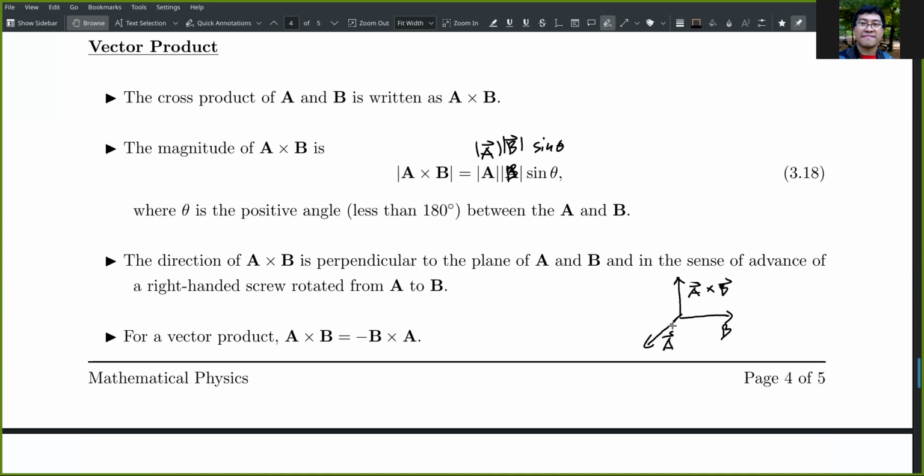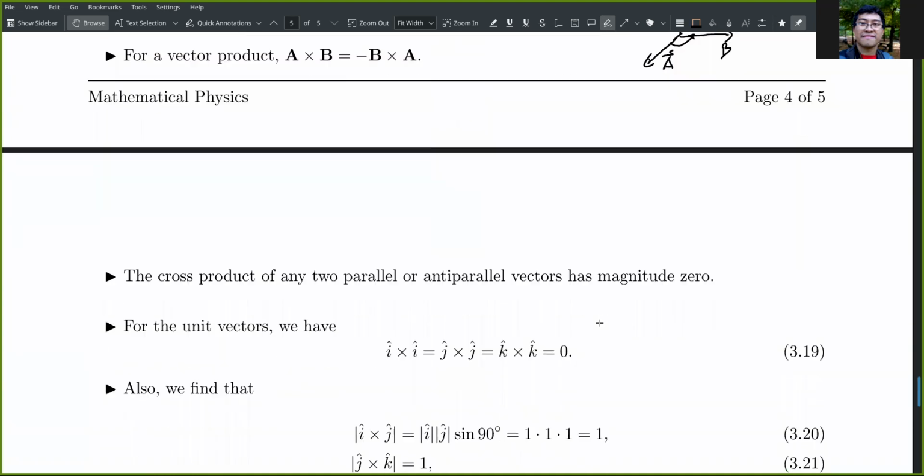So let's say you start from A, you turn towards B, it would advance towards A cross B. Or using your right hand, you point your right hand towards A, you curl it towards the direction of the second vector B. Wherever your thumb is directed, that's the direction of A cross B. Now if you start from B, cross it towards A, the direction of your thumb would be downward. So A cross B is equal to negative B cross A.